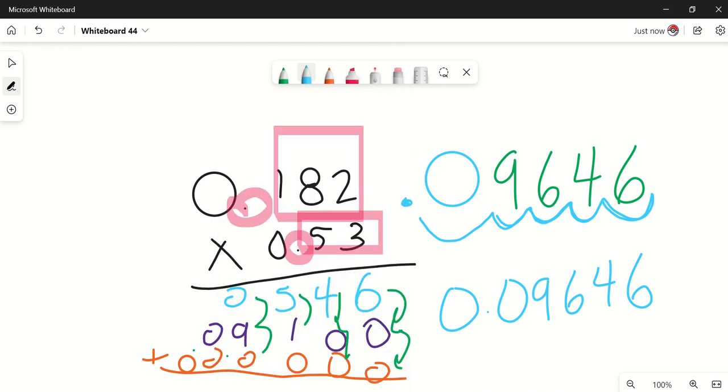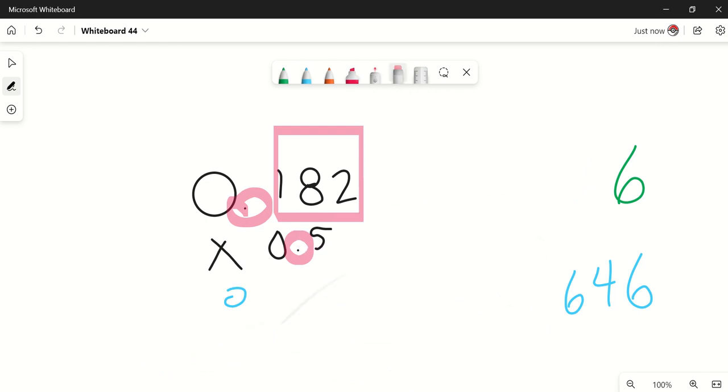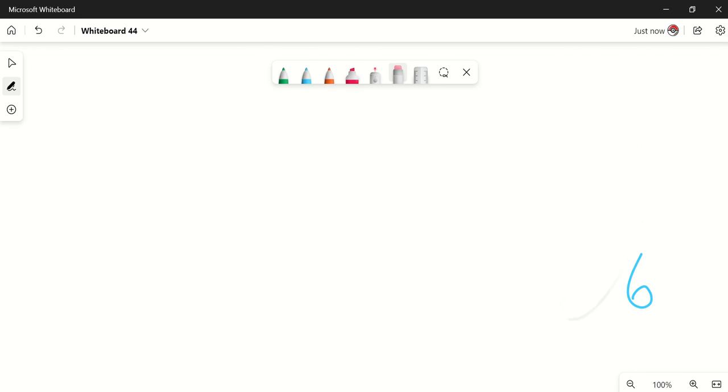That is the biggest trick of multiplying decimals by decimals, is just to ignore the decimal. And I think that's where I lose a lot of my students, is they see two decimals and they immediately break down. Let's do an easier problem straight from the book to highlight.